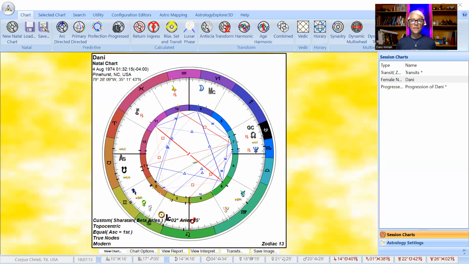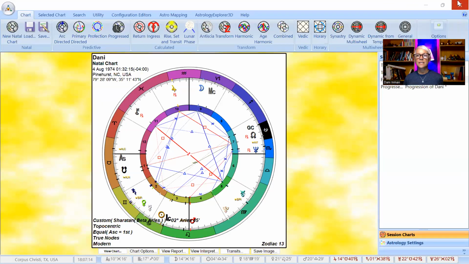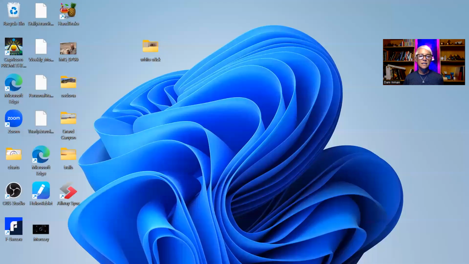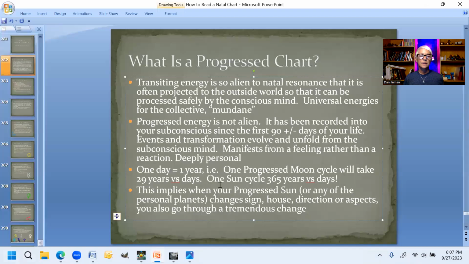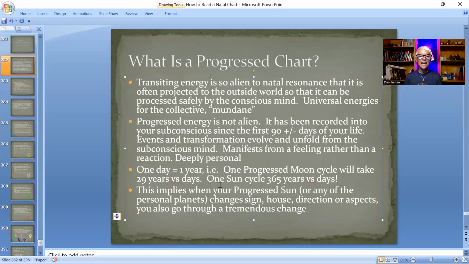I'm not even really sure where to start. So let me start with, let's put this down. We'll get there in a second. Let's look at the PowerPoint. So this is basically the slide deck that I'm using for my course. As you can see, it's really, really long.